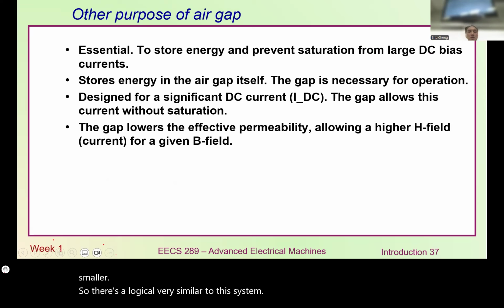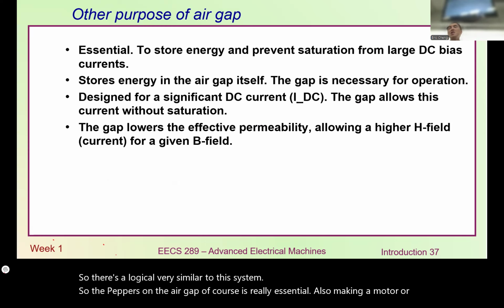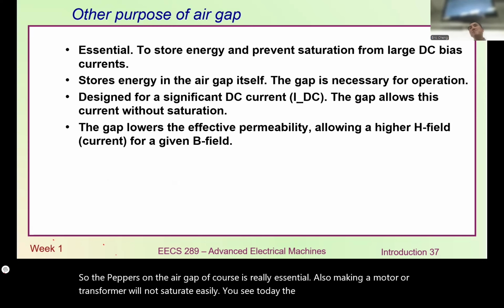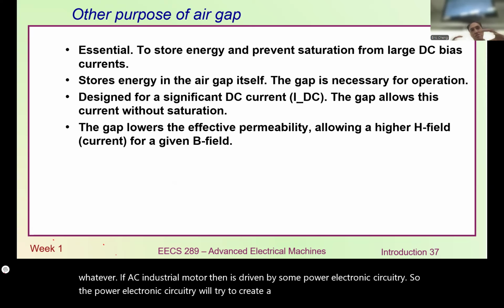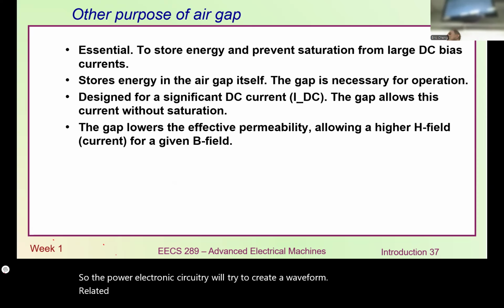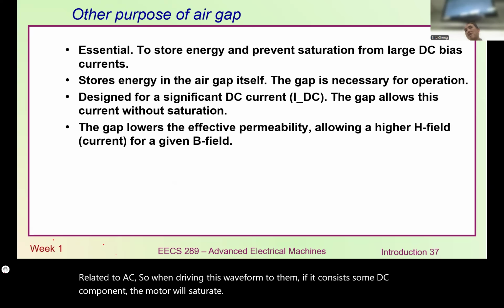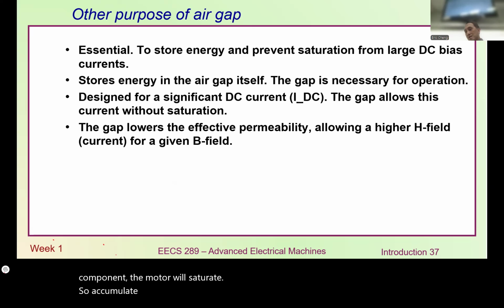So the purpose of the air gap, of course, is really essential. It also makes the motor or transformer not saturate easily. You see today the motor will be driven by AC or DC, whatever. If it is an AC industrial motor, then it's driven by some power electronic circuitry. So the power electronic circuitry will try to create a waveform related to AC. So we're driving this waveform to them. If it contains some DC component, the motor will saturate. So why is that? Because DC will accumulate the magnetic flux there. Gradually, it increases, and the DC flux leads to saturation. That's no good for the motor.